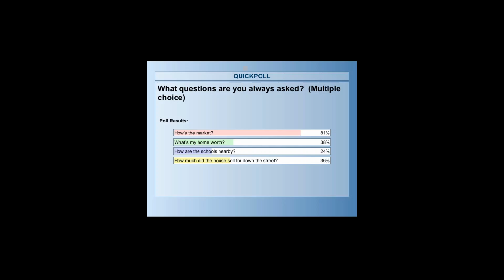Okay, let's switch gears and go into another poll. What kind of questions are you asked as a professional? Some of the options: how's the market? What's my home worth? Right? How are the schools nearby? Right? How much did homes sell for down the street? What kind of questions are you being asked all the time? So let's close out that poll and let's take a look. All right, how's the market? What's my home worth? How much did homes sell down the street?